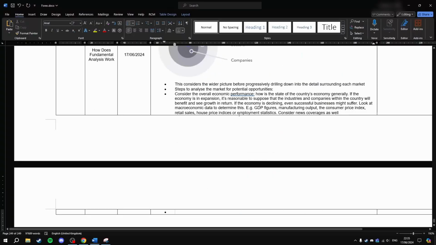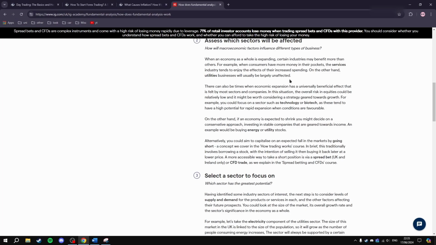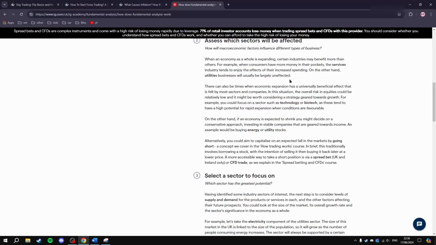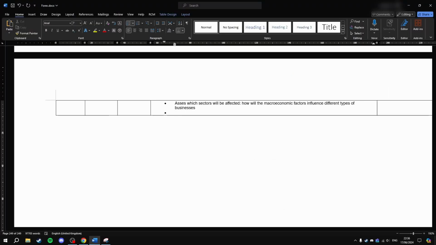Assess which sectors will be affected. How will macroeconomic factors influence different types of businesses?